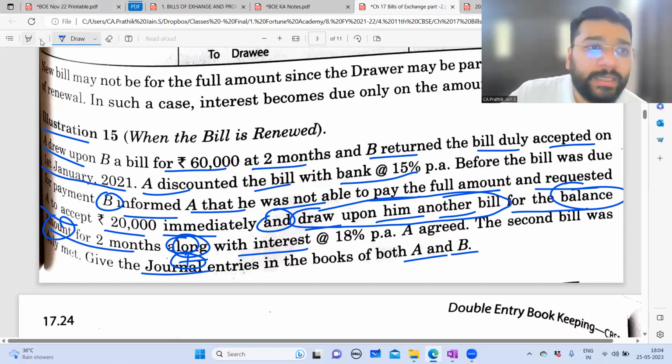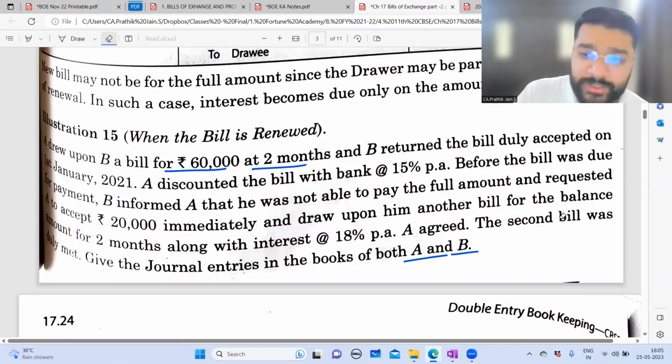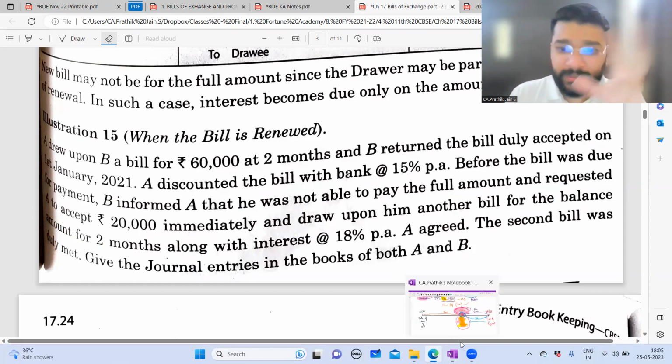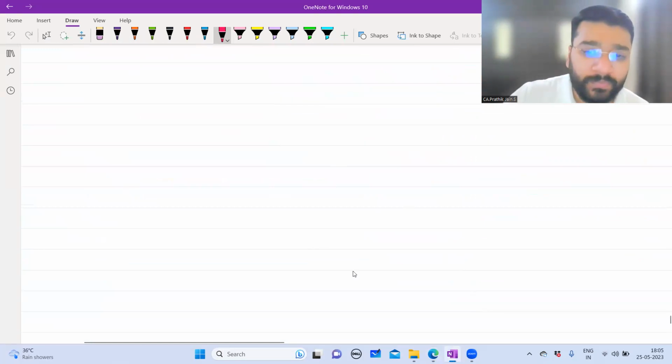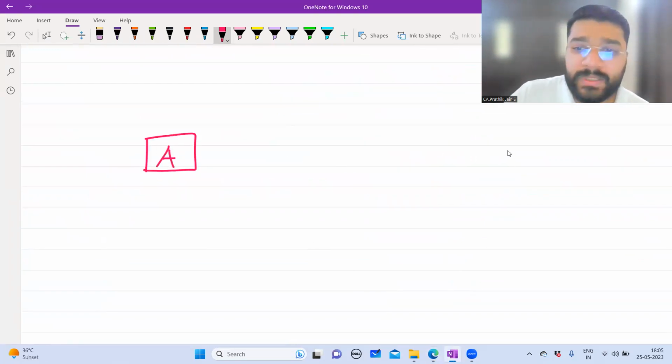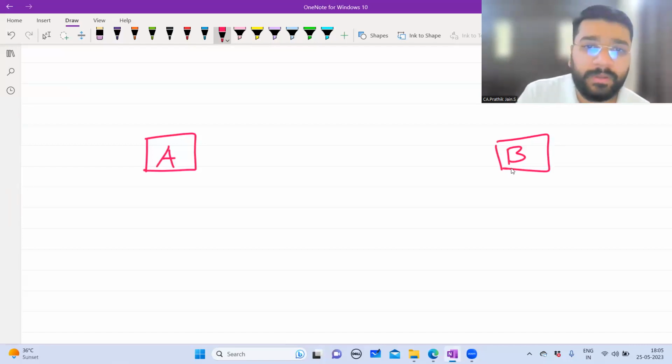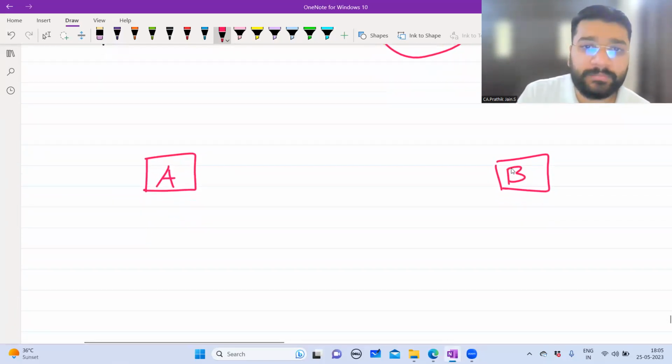So let's understand the sequence. Whenever you get this kind of question, and if you're not able to get a hold of the transaction, it is always better to do a diagram very quickly in the rough part. So here, this is A, this is B, and we have here the banker.